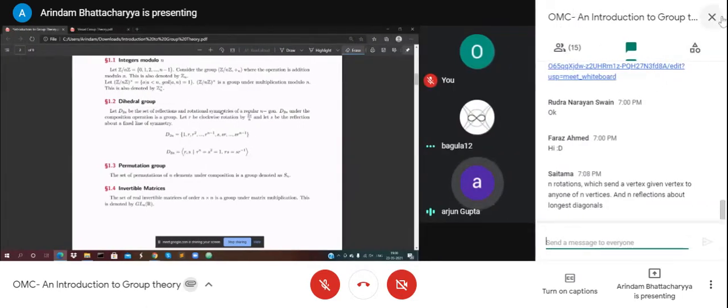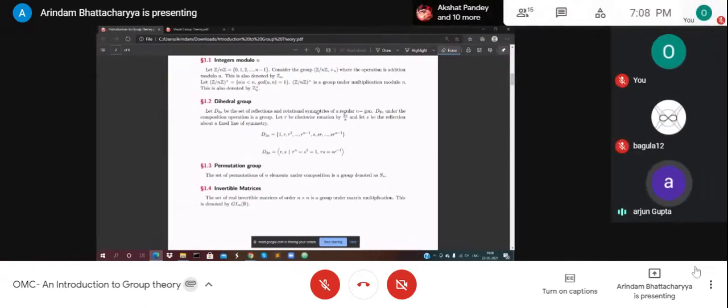I think the reason is because s squared is equal to 1 and r to the power n is equal to 1. So that's why. Because for the power of r you can take modulo n, and for the power of s you can take modulo 2. So basically there are n options for the power of r and two options for the power of s, so 2n elements.